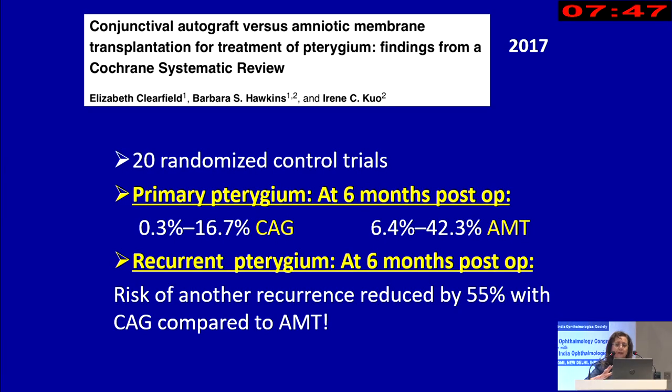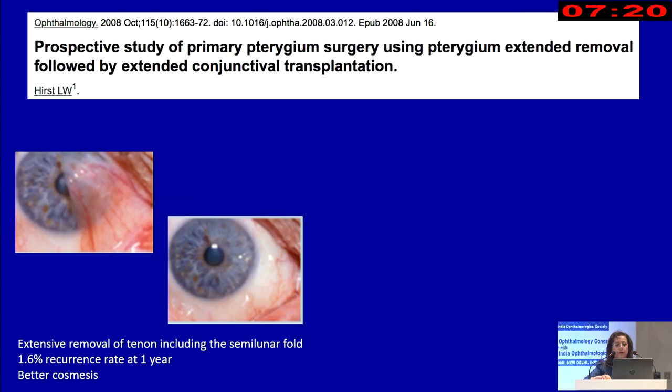So it's now the standard procedure to use conjunctival autograft in pterygium surgery, and we usually tend to use fibrin glue. Randomized studies have shown that using conjunctival autograft reduces the recurrence rate to about 16% in comparison to 42% if you're using the amniotic membrane instead of an autoconjunctival graft. And even in recurrent pterygiums, if you again use an autoconjunctival graft, then you can reduce the recurrence further.